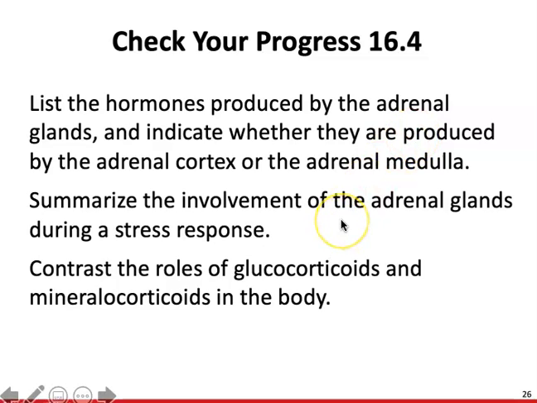You should also spend a little bit of time reviewing the involvement of the adrenal glands during the stress response and contrast the roles of glucocorticoids and mineralocorticoids in the body.